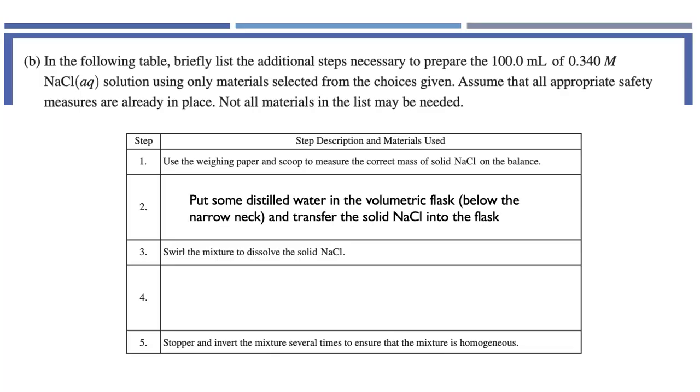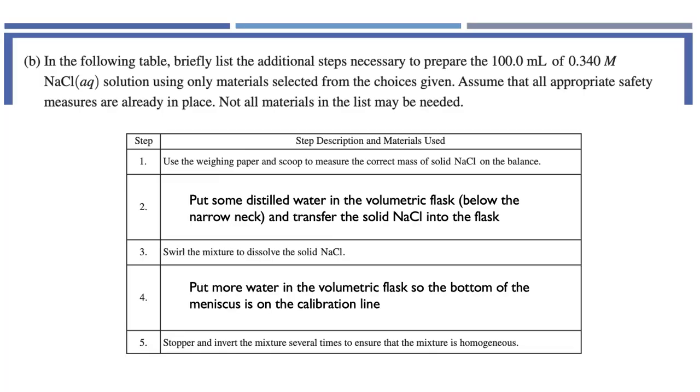Well, we want to mix the salt with the water. So what you're going to do is put some distilled water in the volumetric flask, but not all the way up to the neck. You don't want to fill it all the way up yet, okay? And then you're going to transfer the solid sodium chloride into the flask. Step 3 says swirl the mixture to dissolve the solid sodium chloride. We need to make sure that final volume gets up to 100.0 milliliters. So at this point, I'm going to put more water in the volumetric flask. And ultimately, I want the bottom of the meniscus to be on the calibration line.